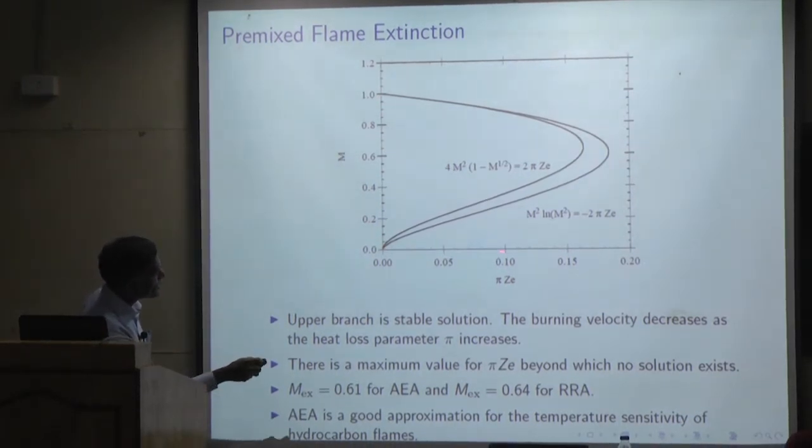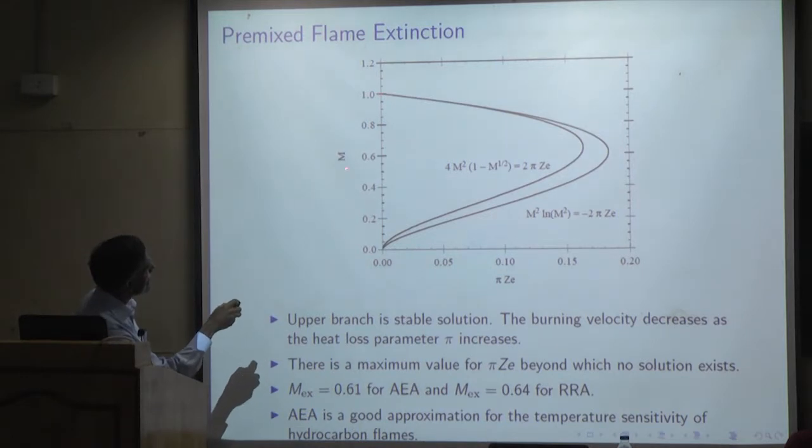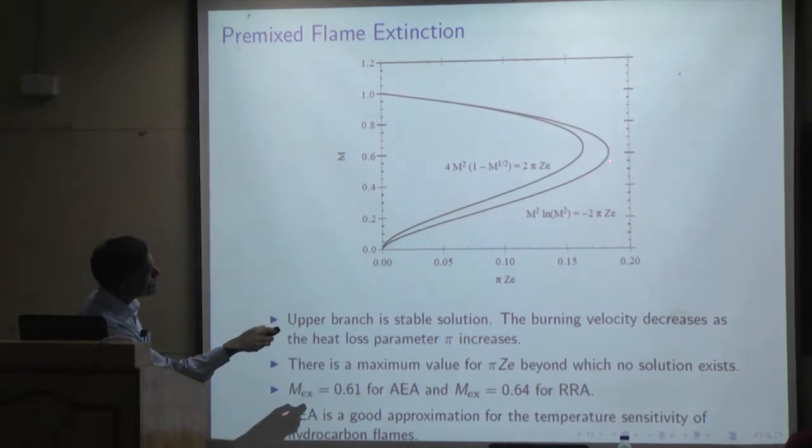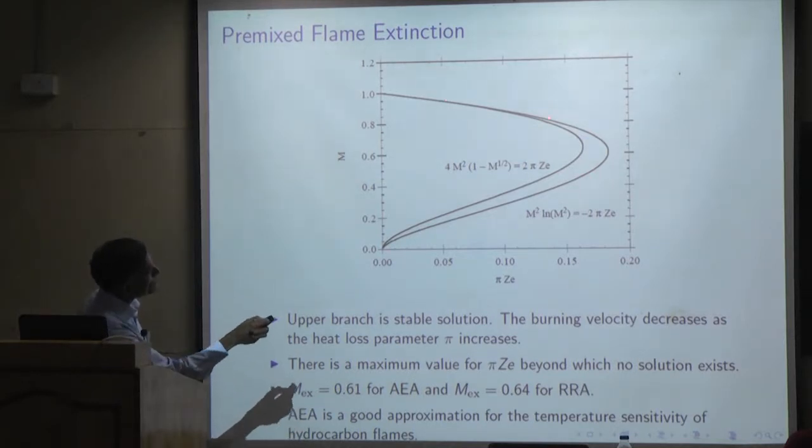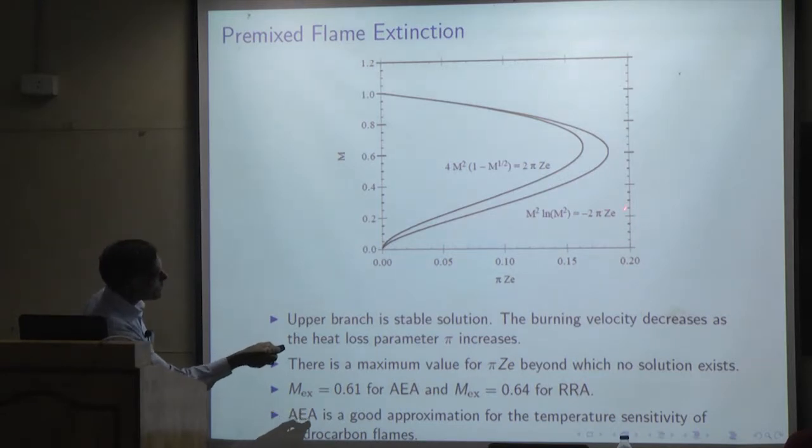As the heat loss is increased, the burning velocity decreases. So it follows this curve, and then it turns around. This part of the curve is unstable, and that's the stable part. Therefore, you can find that there is a critical value of pi times the Zeldovich number, beyond which there's no solution.